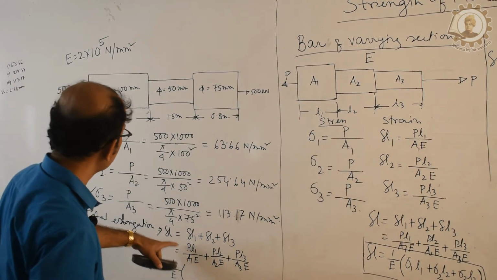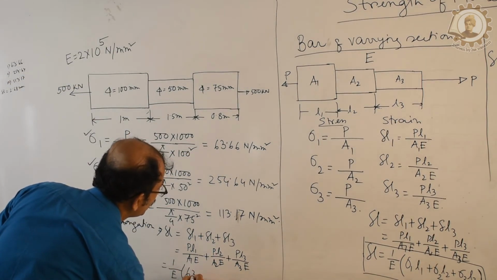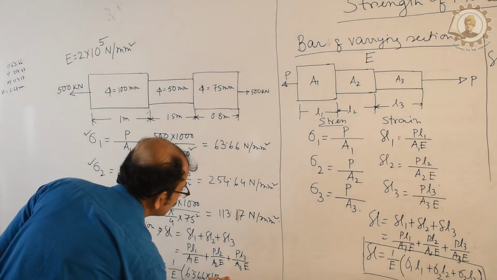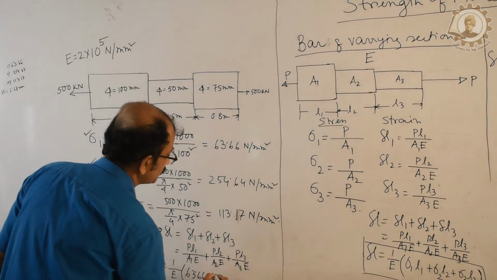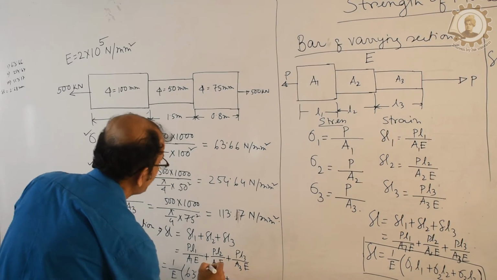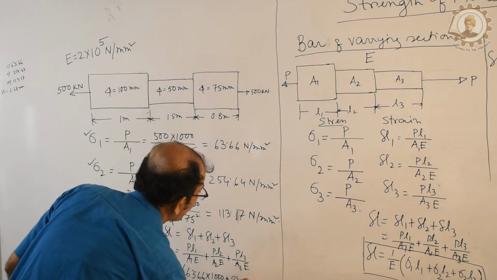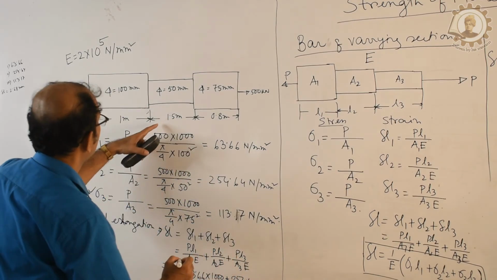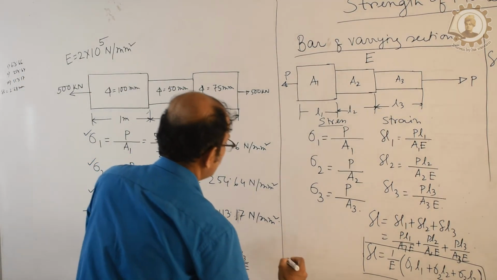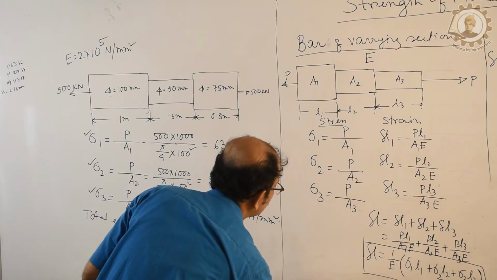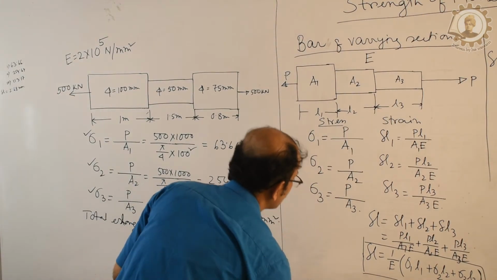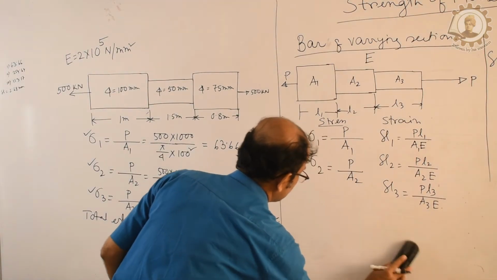So 1 by E. So P by A1, that is 63.66 into L1, that is 1 meter, that is 1000 millimeter, plus P by A2, that is 254.64 into 1.5 into 1000 plus 113.17 into 0.8 into 1000. So this is the entire thing.